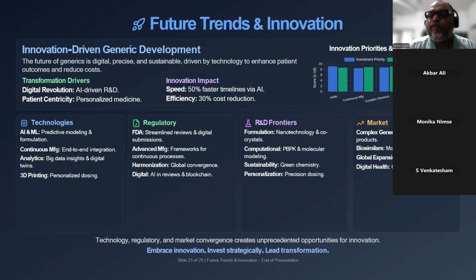Then in case of R&D frontiers, the new technologies coming, that is the nanotechnology and co-crystal technology. Then the computational technology, that is the PBPK modeling and molecular modeling. Of course, I'm not much involved in this, but I have a basic idea. Green chemistry, again, an important part. And then the personalization, precision dosing also we need to discuss. Complex generics and all we will discuss. Biosimilar, I also don't have much idea, but again, I'm in a process of learning. We will discuss this as and when it comes.